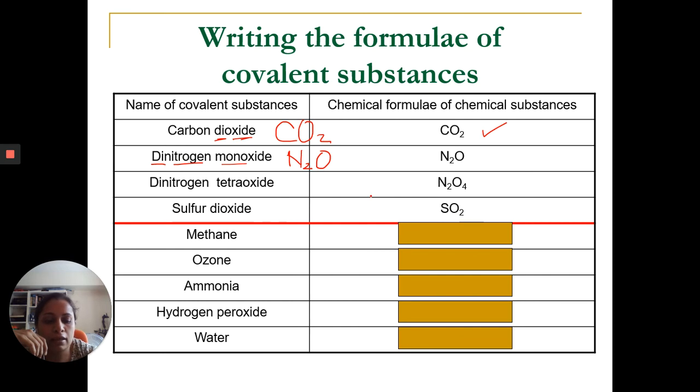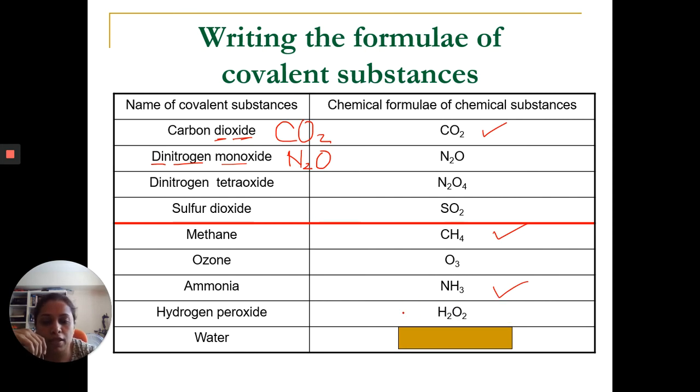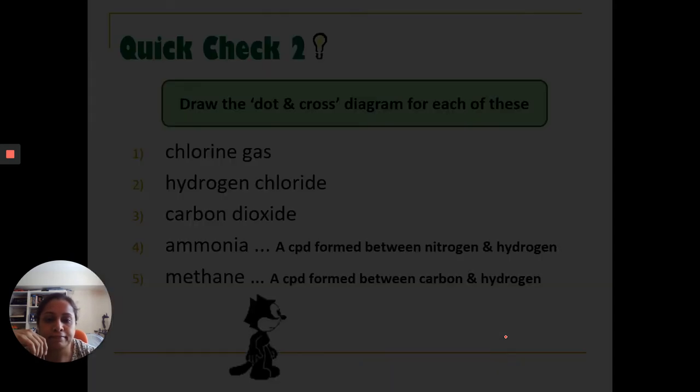Methane is CH4. This is another common one. They can ask you to draw dot and cross. Ozone is the layer that protects us from all the harmful rays, and is O3. Not so common. Ammonia gas is common. Hydrogen peroxide, not so common, is H2O2. It's not H2O. And of course, our water molecule is quite common, right?